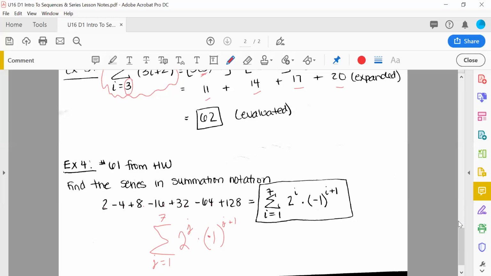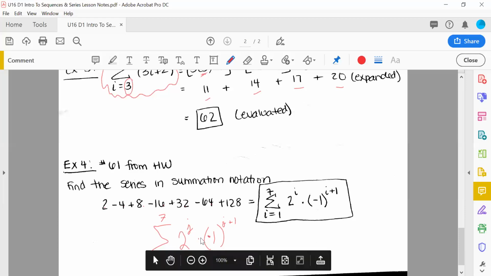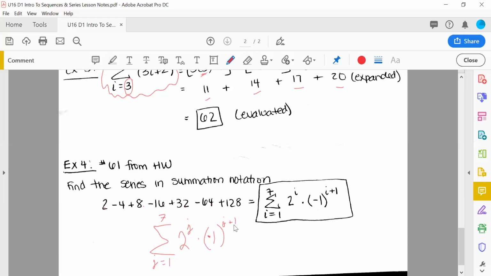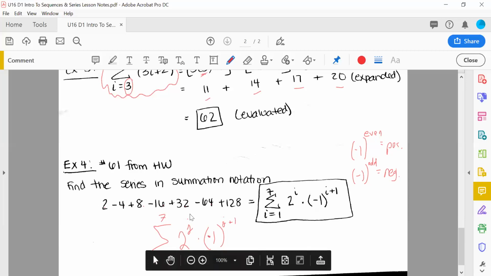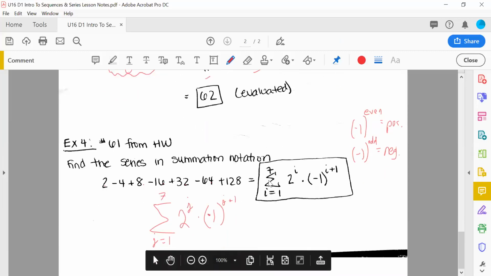Okay, think about that. If you want to find 2 to the first, that'd be 2, and then -1 raised to the 1 plus 1 power. That would be -1 to the second power. Remember that -1 raised to any even power gives you a positive answer. -1 raised to any odd power gives you a negative answer. Perhaps you remember that from your Algebra 1 and Algebra 2 days. Going in the Wayback Machine for that. So that is why Mrs. Middleton has the answer that she has.